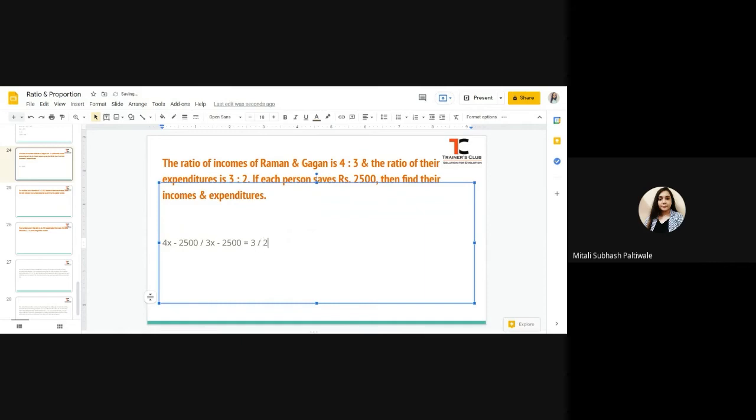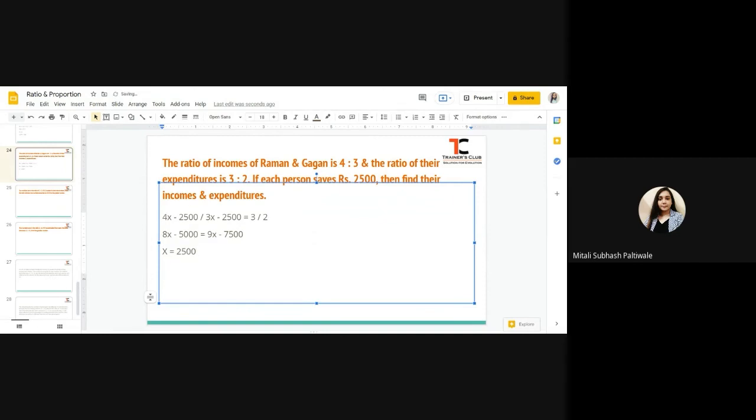And that is why. Okay. Now it has become 3 by 2. So now let's do the cross multiplication. This will become 8x minus 5000 is equal to 9x minus 7500. Okay, let's try finding out the value of x. X is equal to 7500 minus 5000, which will become 2500. So x is 2500 now.